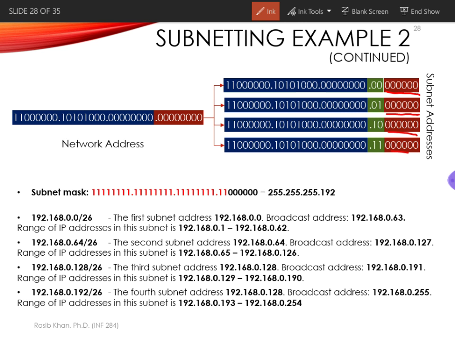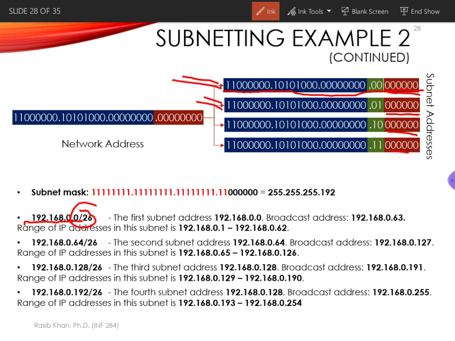So now if we look at this first subnet, and if we convert this whole binary IP address, it comes down to 192.168.0.0. And given that we borrowed 2 bits from the host ID, now we have a total of 26 bits which belong to the network part, the network and the subnet together. So this is now a /26 network.